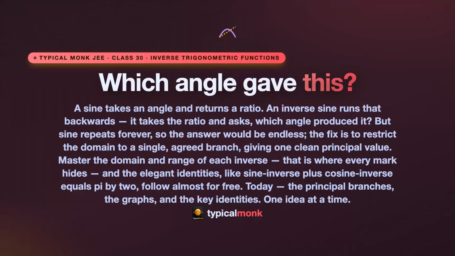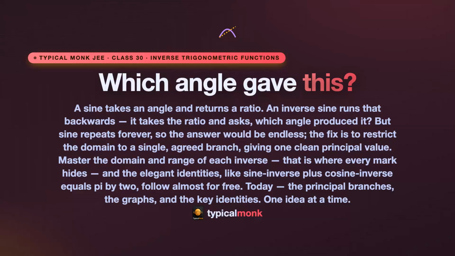A sine takes an angle and returns a ratio. An inverse sine runs that backwards. It takes the ratio and asks, which angle produced it? But sine repeats forever, so the answer would be endless. The fix is to restrict the domain to a single, agreed branch, giving one clean principal value.